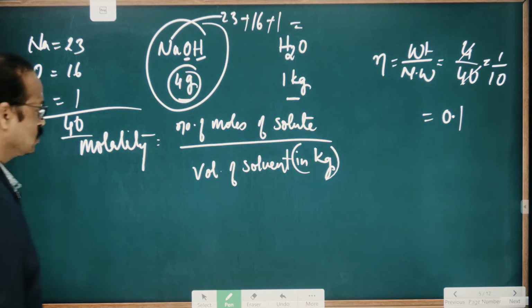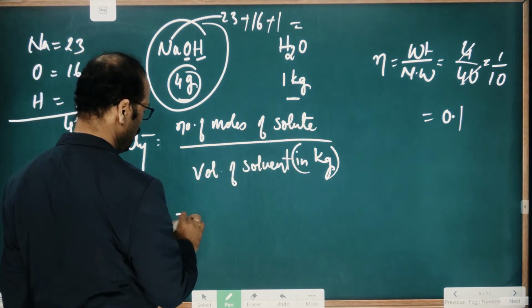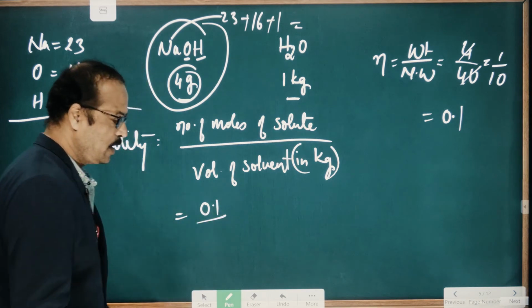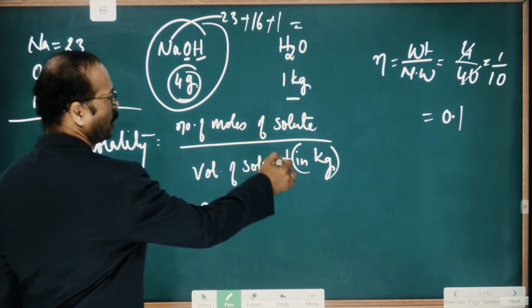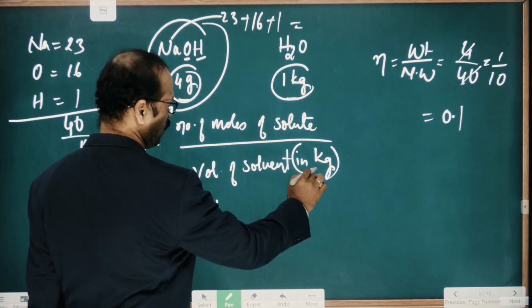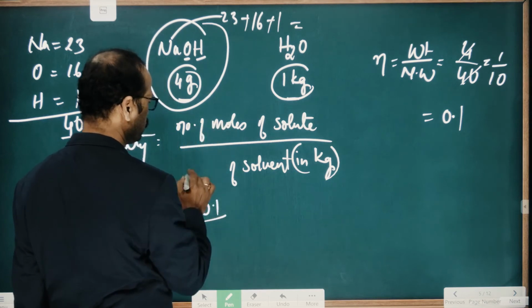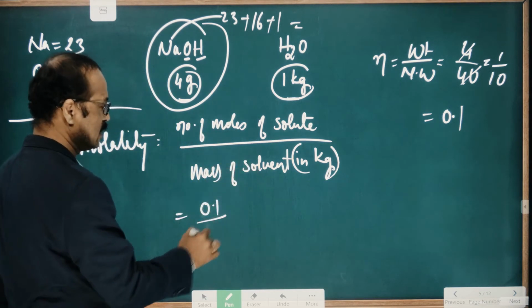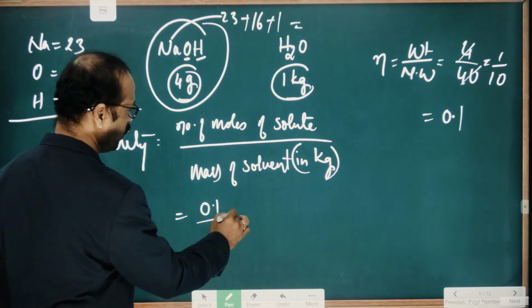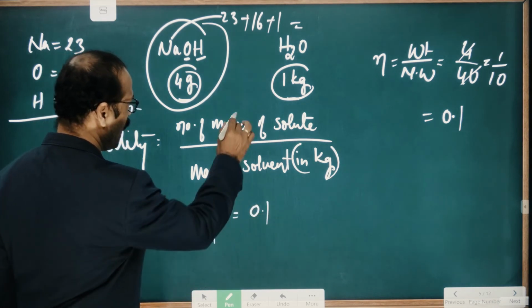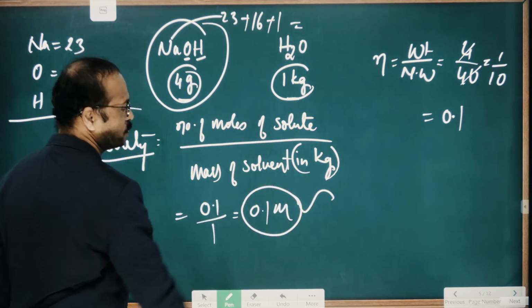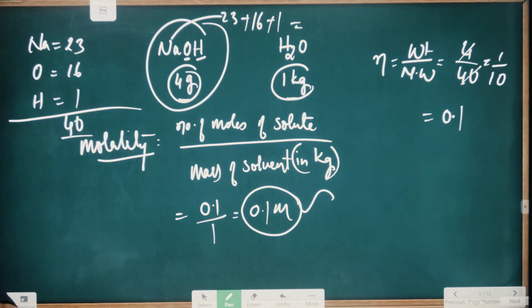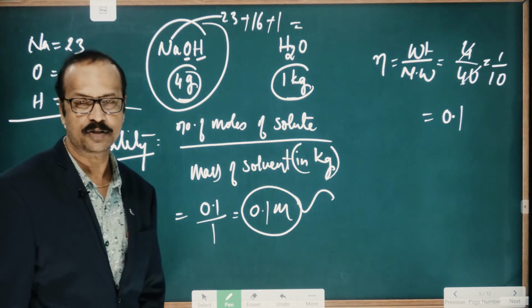Is this clear? So now in the place of the number of moles of solute I write 0.1, divided by what is given as the next term? 1 kg of water. So the mass of the water, sorry, the mass of solvent is given as 1 kg. So 0.1 by 1 is equal to 0.1, and this is called what? Molality. So molality is denoted by small m. So the right option is the third option, 0.1. Third option, 0.1. I understood.